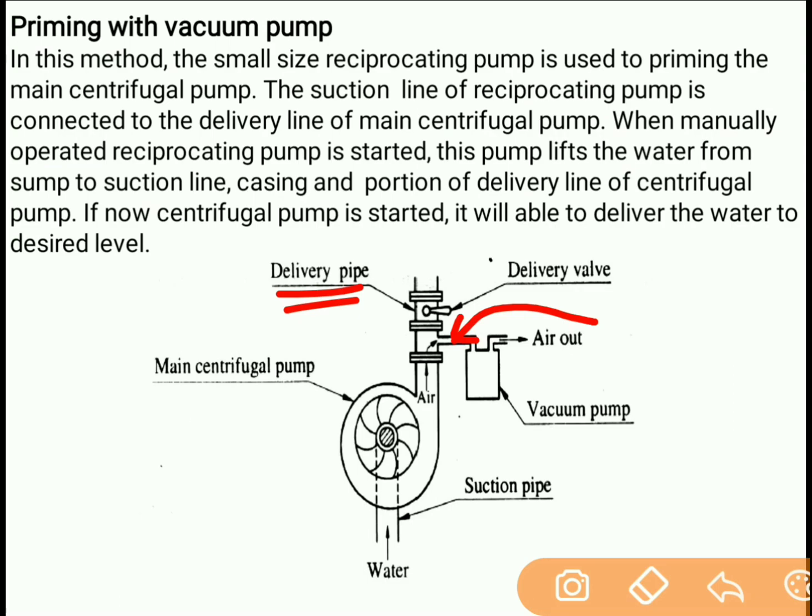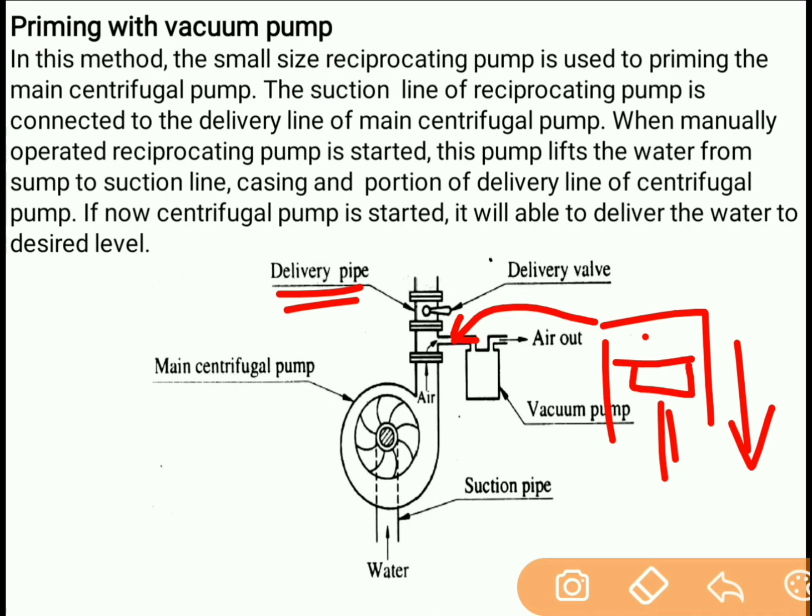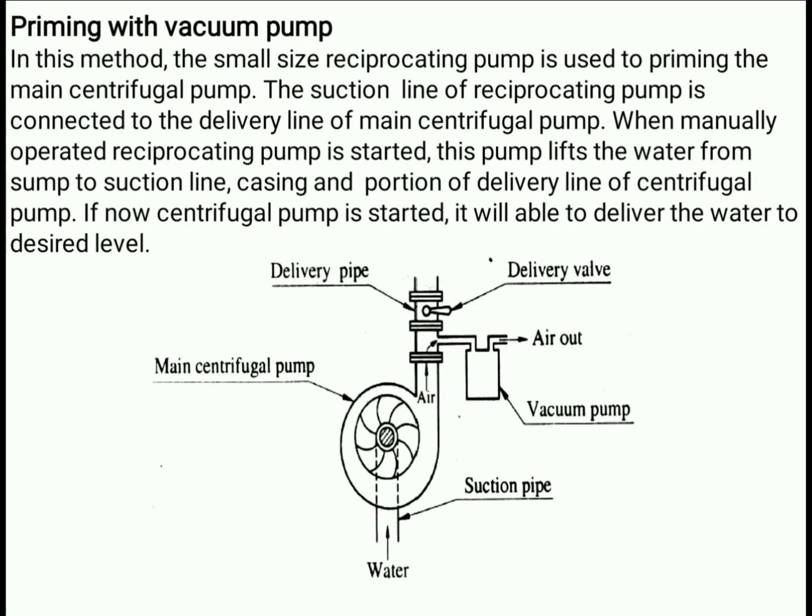So in this reciprocating pump, there will be a piston and a cylinder. So as the piston moves in the downward direction, it will cause the suction valve to open and the air will get sucked inside the cylinder. So air will get sucked inside this reciprocating pump.